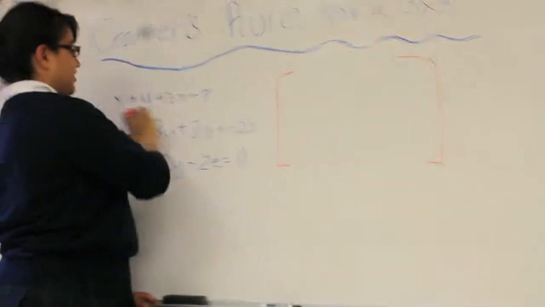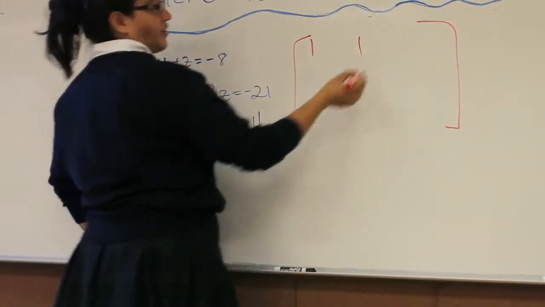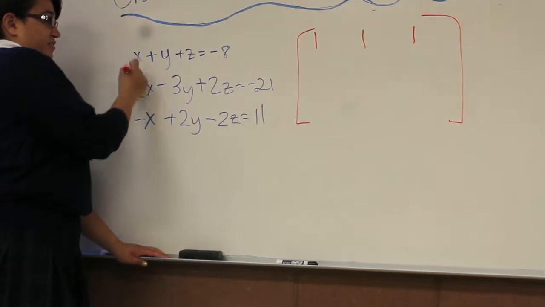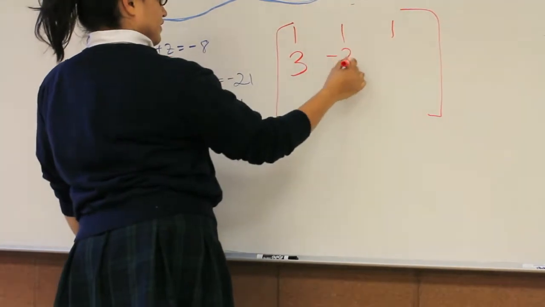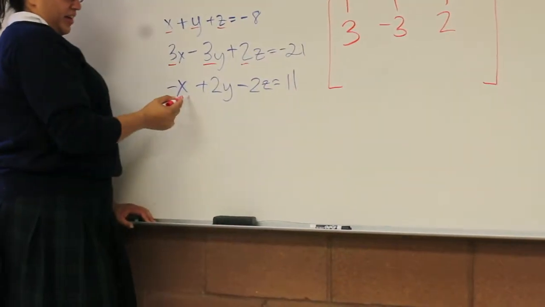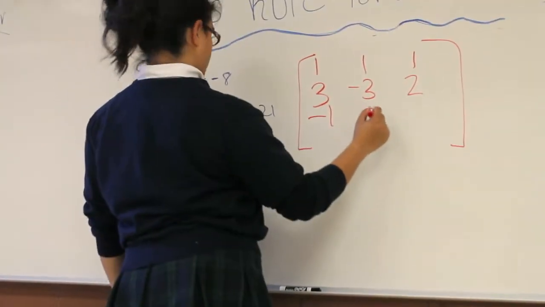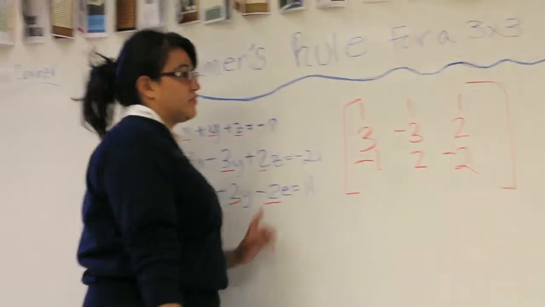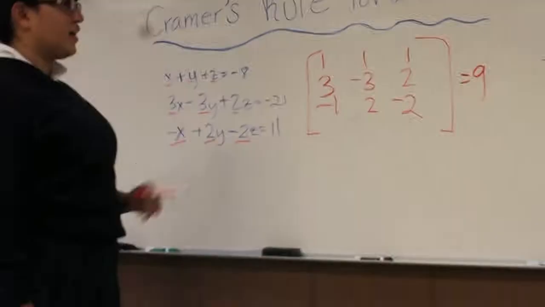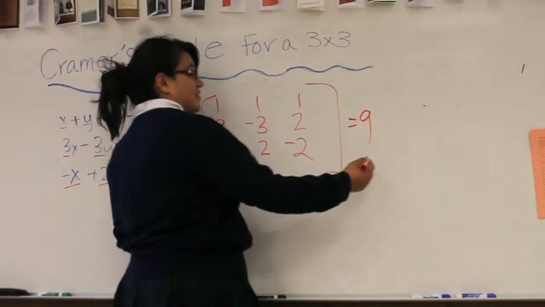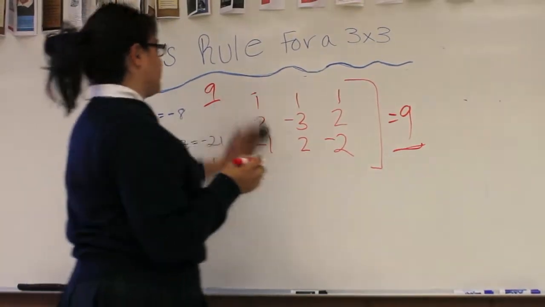I'm going to follow the first column right here. X is 1, plus y, there's another 1, plus z, another 1. We have 3, -3, and 2. Now we have -1, 2, and -2. And using my calculator, I'm going to use Cramer's rule to find this determinant. After using my calculator, I found out that the determinant is 9. And now knowing that, I can move on to my other problem.